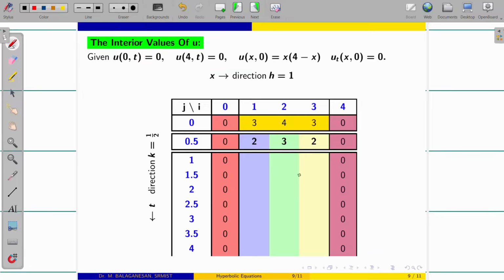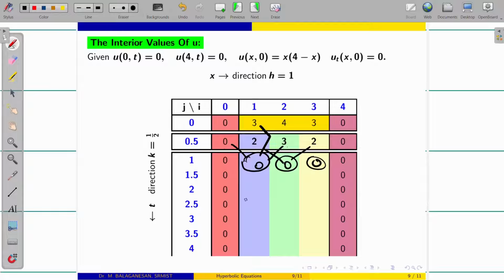Now look at the diagram position. I have to find this. So what I have to find? This plus this minus this. Clear? I hope you can easily understand now. So this plus this minus this. So 0 plus 3 minus 3 will be 0. Now next I have to find this position. This plus this minus this. So 2 plus 2 minus 4 will be 0. Next I have to find this position value. 3 plus 0 minus 3 will again be 0.